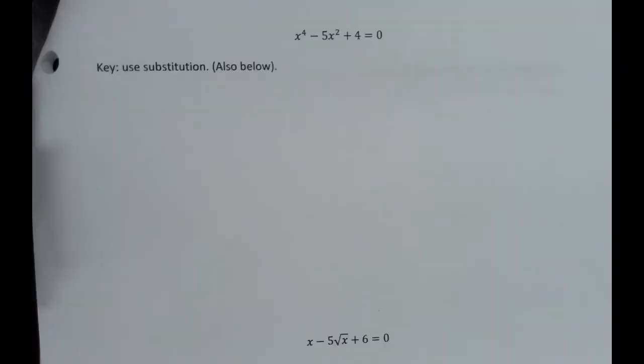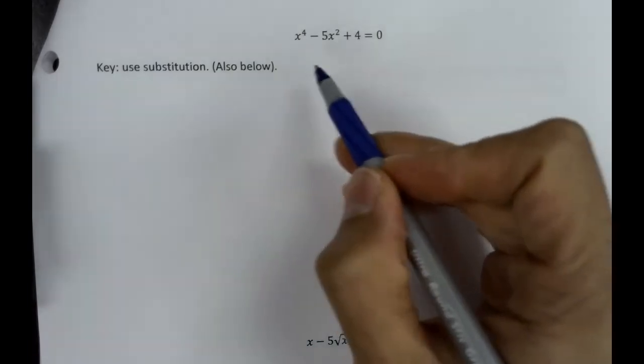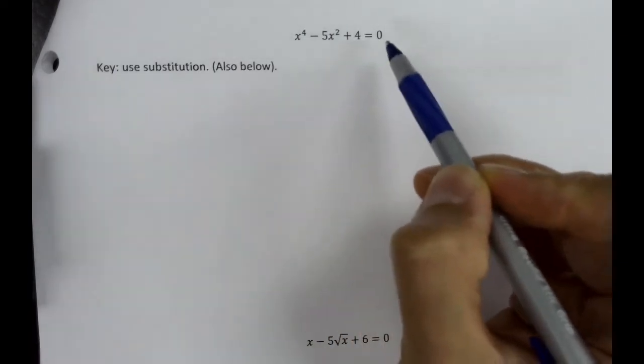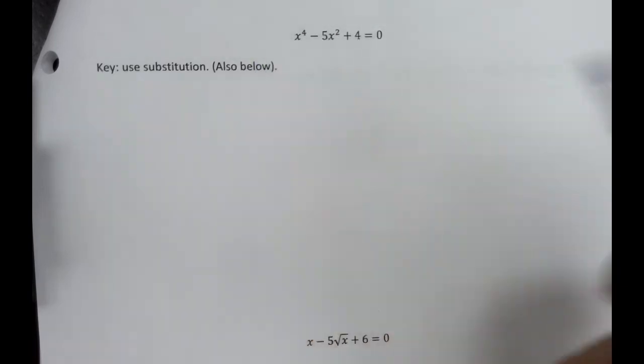Now this is a fun one. The key here is to use substitution. Let's take a look at this first one. We'll do the bottom one later. What are you going to substitute? How could you use substitution to turn this into a regular quadratic, something squared as the largest term? Go ahead, pause and see what you think.